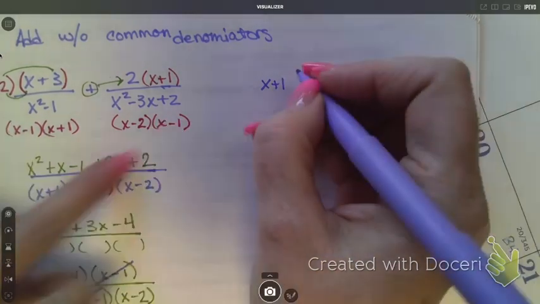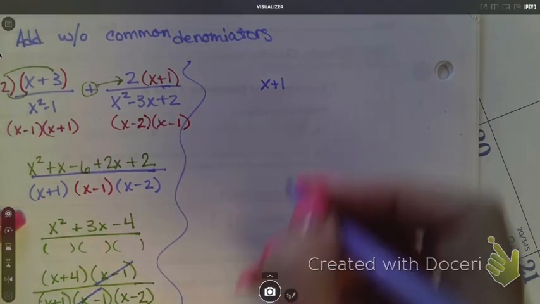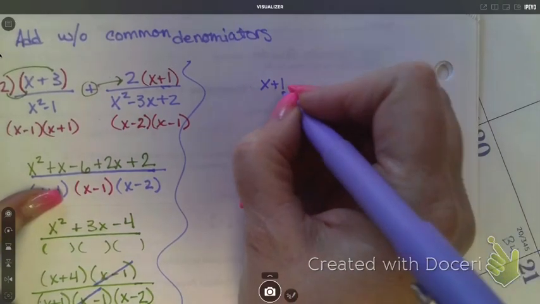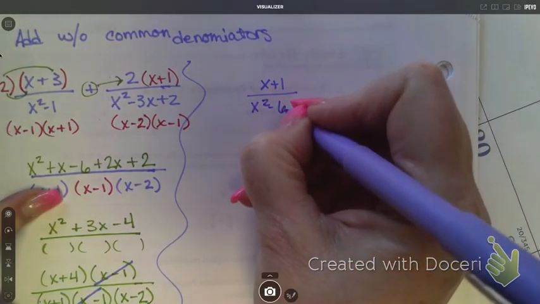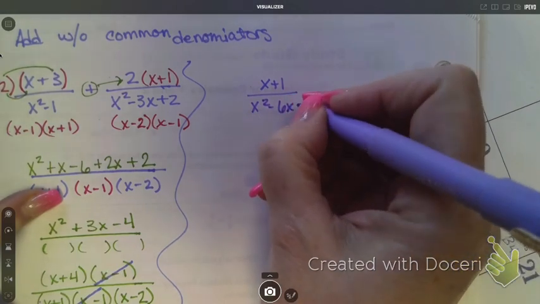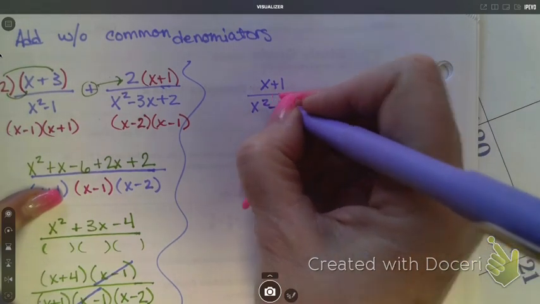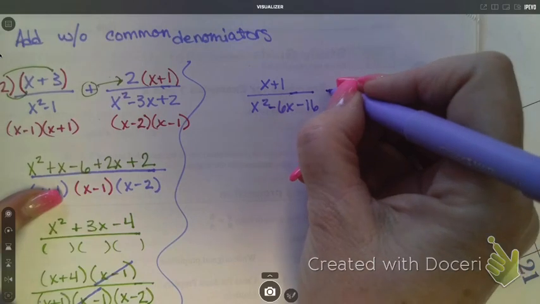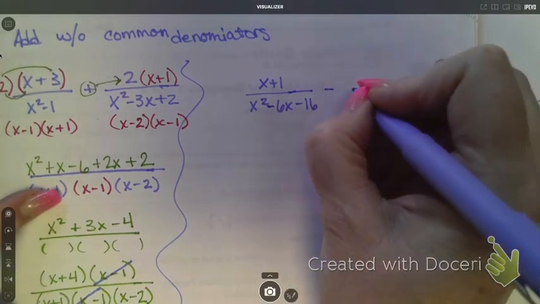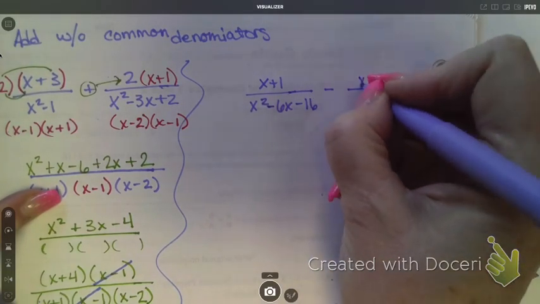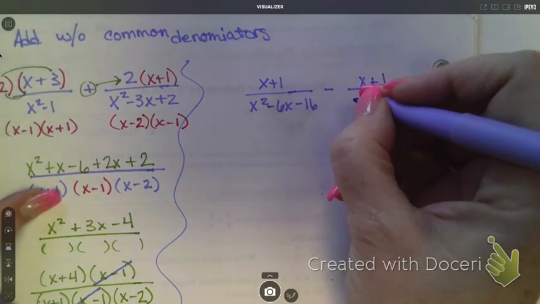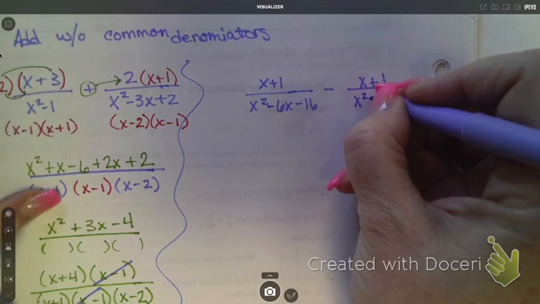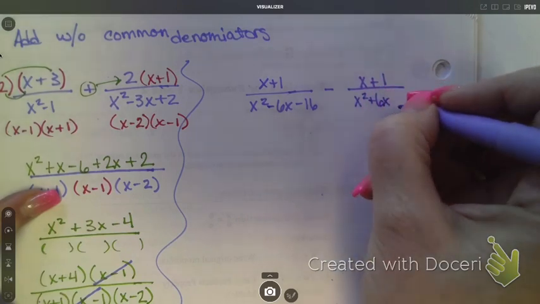So x plus 1, is it going to confuse you right next to this? No. Okay, here. x plus 1 over x squared minus 6x minus 16, minus x plus 1 over x squared plus 6x plus 8.